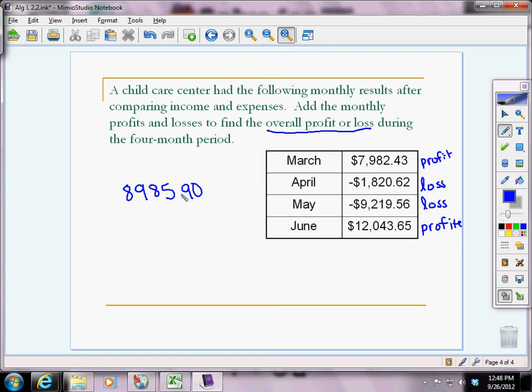$8,985.90. The question I wonder right now, though, is that a profit or a loss? Well, since it's a positive number, that means they made an $8,985.90 profit. Again, adding real numbers, the rules are the same as whenever we've done adding in the past.